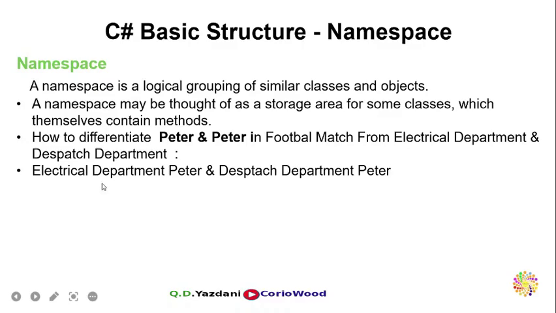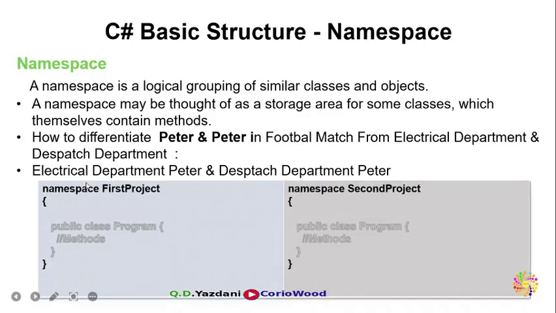If there are two similar items, instead of changing the class names, we just change the namespace. In this example you can see that we have a namespace for the first project and a namespace for the second project. See here that we changed the names of the namespaces, and here we still have a public class program. We still have exactly the same class. But if you don't have a namespace, if you take it out, this public class program and this public class program are going to come into conflict with each other.